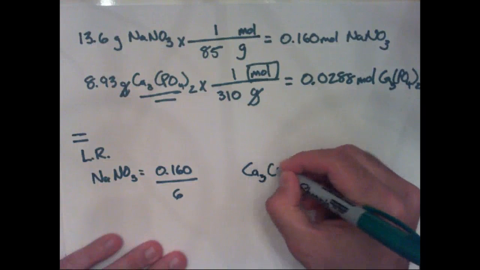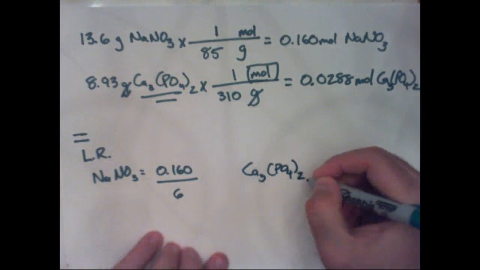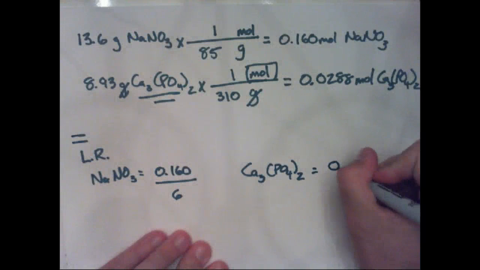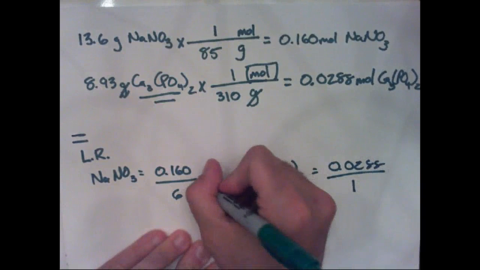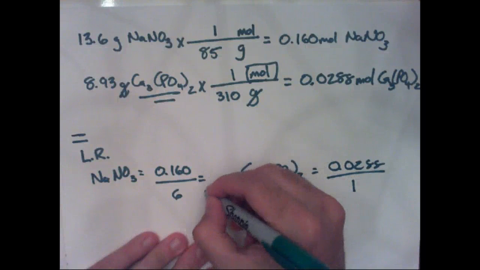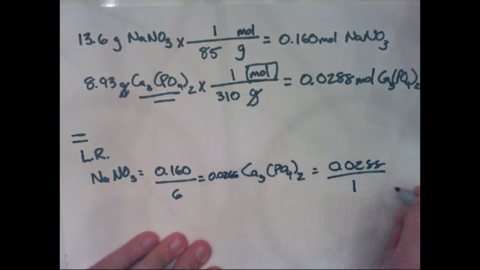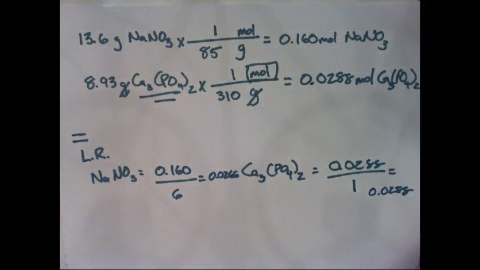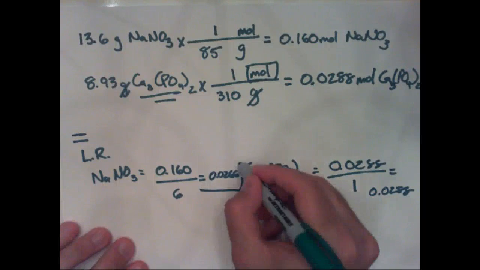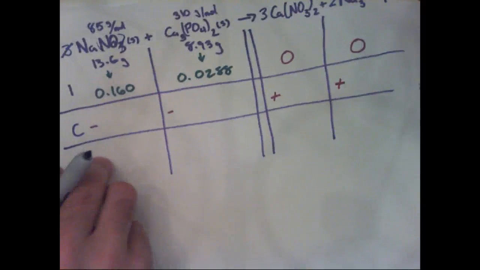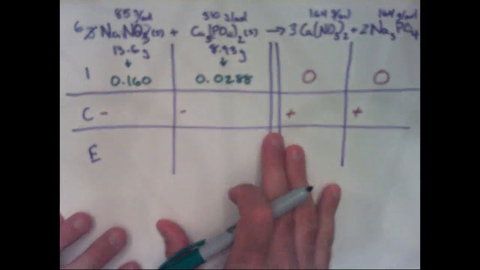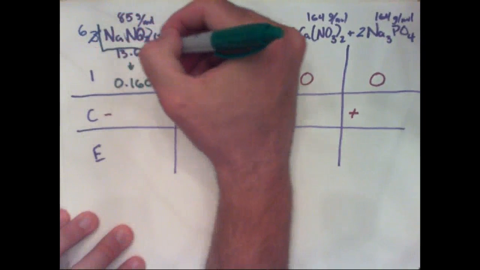And then for calcium phosphate, Ca3(PO4)2, this is going to be 0.0288 divided by 1. Now when we do the math, this answer is 0.0266, and this one is obviously 0.0288. Now, we pick which one is the smallest. This guy is the smallest. So we come back to our original ICE chart, and because that is the smallest, we can box it, I-box it.